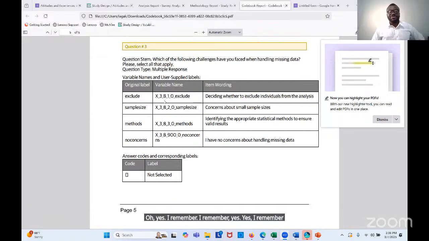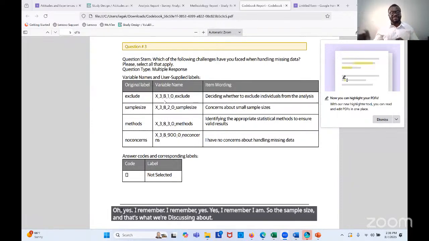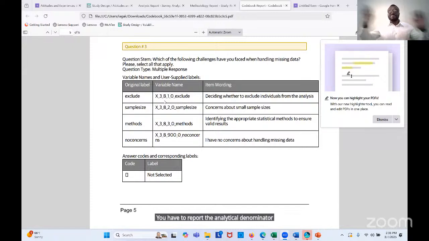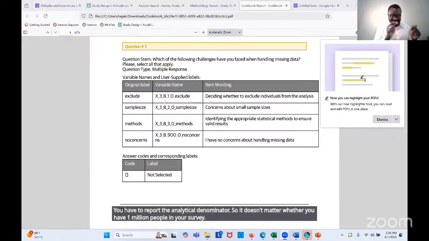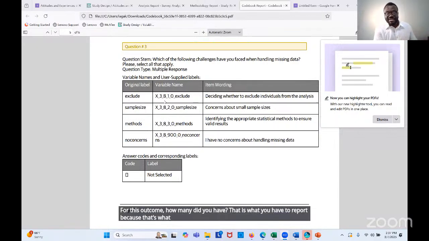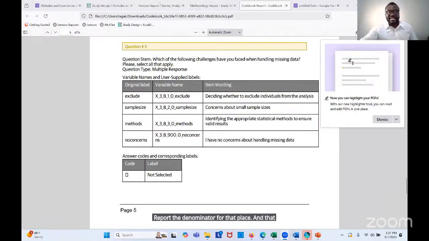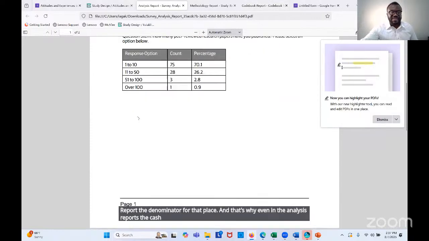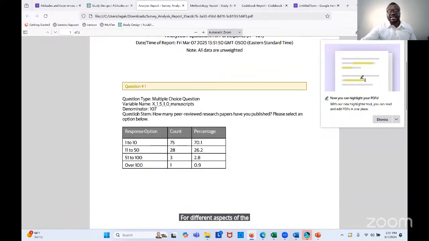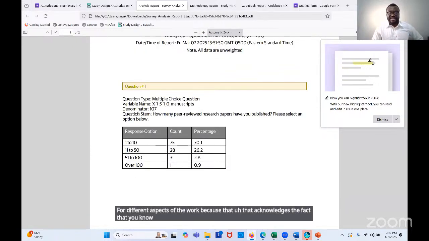Yes, I remember. So the sample size, you can't, and that's what we were discussing when we were talking about the denominator of 1,600 versus 100 at the end of the day. You have to report the analytical denominator. So it doesn't matter whether you have 1 million people in your survey. For this outcome, how many did you have? That is what you have to report because that's what is being analyzed. And that's why even in the analysis reports in Chisquares, you have different denominators for different aspects of the work, because that acknowledges the fact that different individuals answer differently.